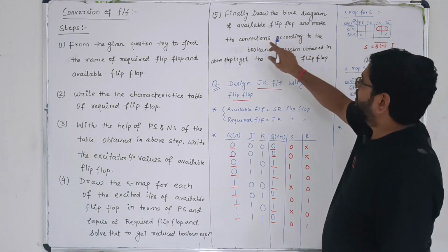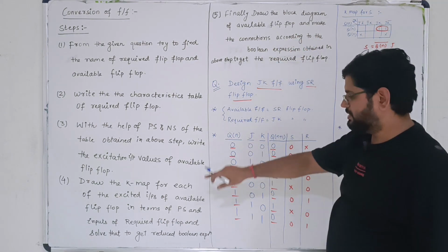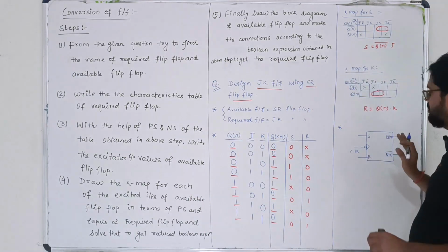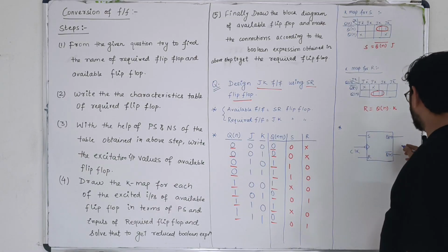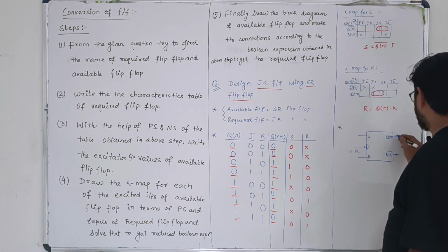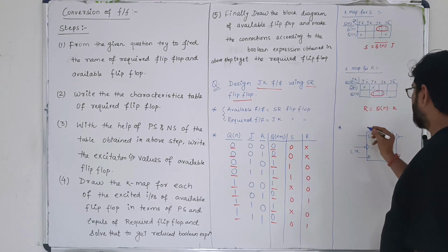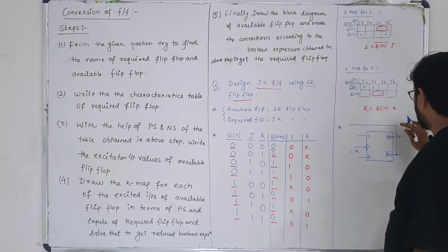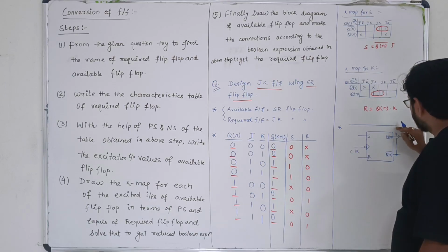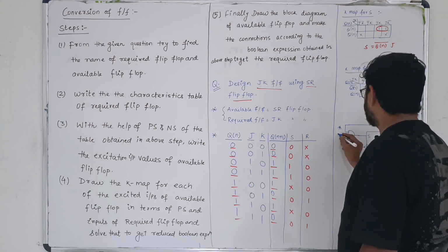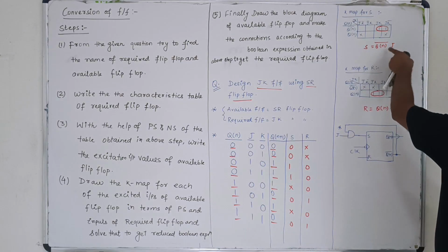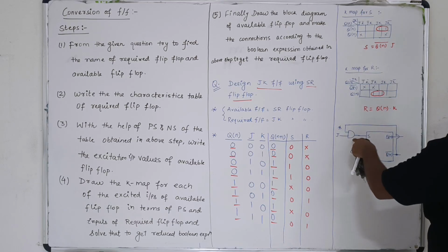After that, make the connection according to the Boolean expression obtained in the above step. So whatever we have got over here, according to that we have to make the connection. The S connection will be QN bar J. So I'll take QN bar from here, and we'll have J from here, through an AND gate. This is our J. QN bar J: you can see that this is QN bar, this is J.